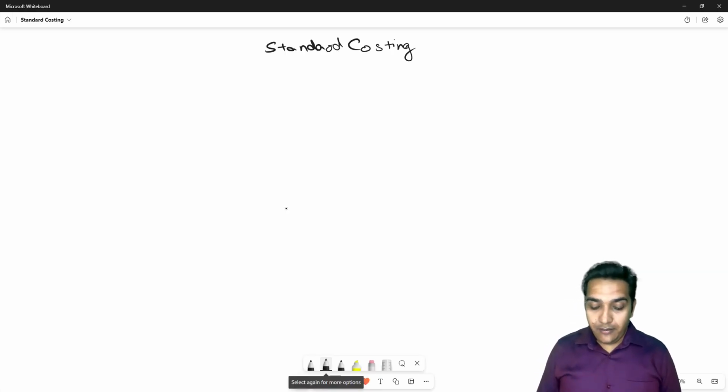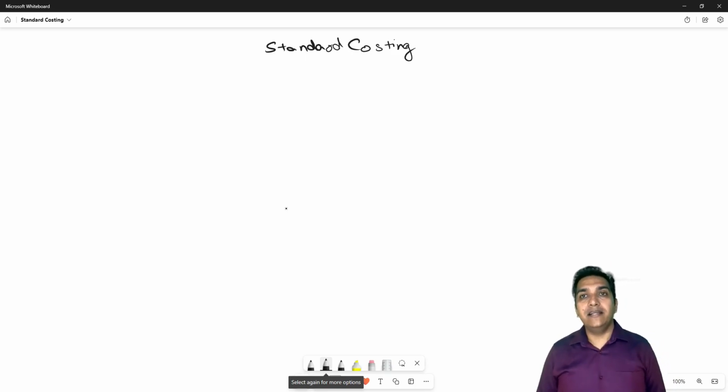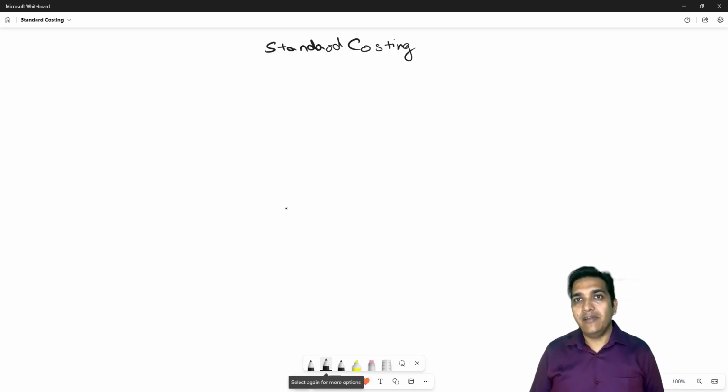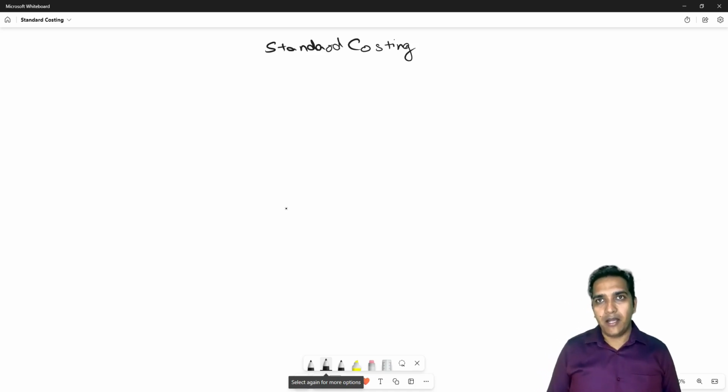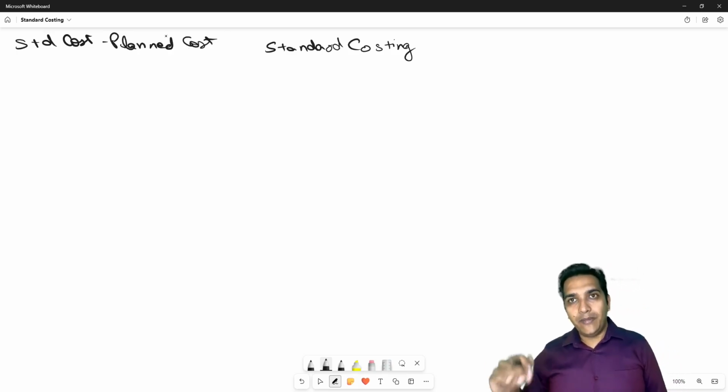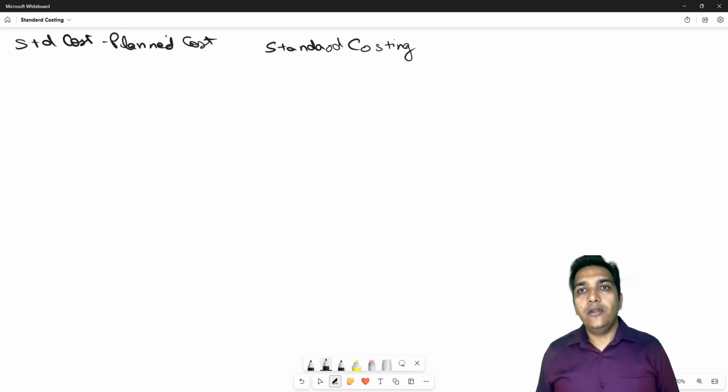Standard cost. What is standard cost? Standard cost is a type of management accounting where you set a standard to all your cost associated with the production. When I say standard, that means you set kind of a benchmark or you plan what will be the cost for my desired output, right? Standard cost is, let's say, planned cost, the cost you plan to incur to manufacture any product.